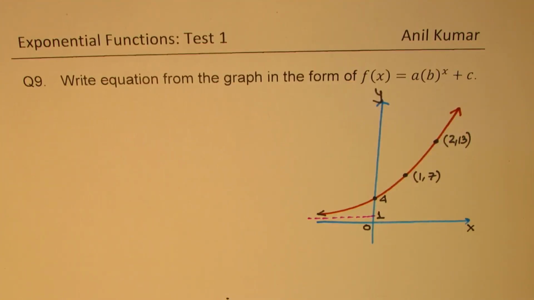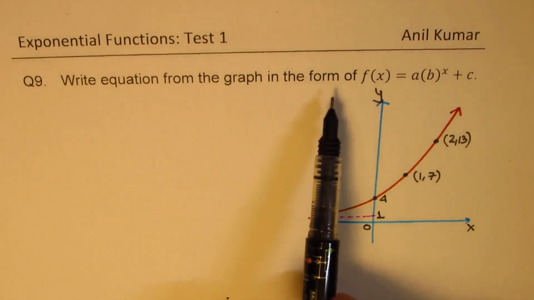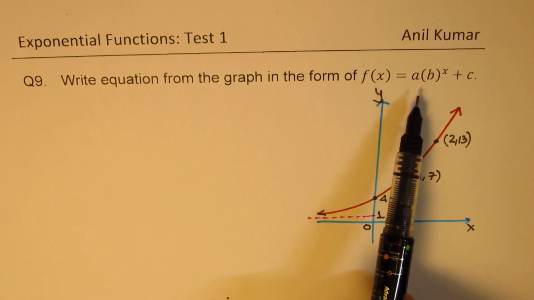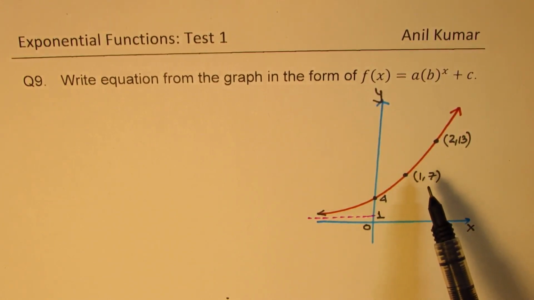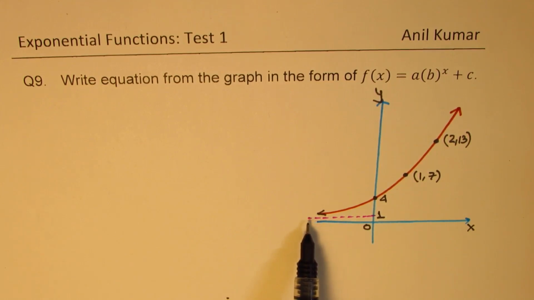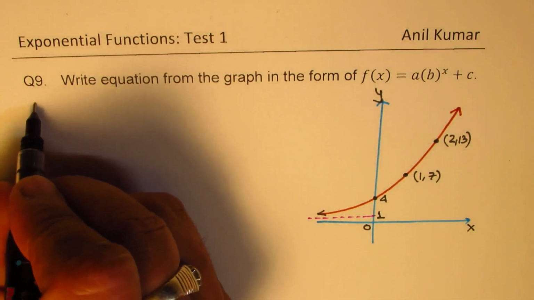Here is question number 9 from a test paper. I would like you to pause the video, answer this question, and then look into my suggestions. We need to write the equation from the graph in the form of f of x equals a times b to the power of x plus c. We are given 3 points on this exponential function, and we also see that there is a horizontal asymptote y equals 1. The function approaches 1 as x approaches negative infinity. So from this information, you should be in a position to write down the equation. So let's see how to do it.